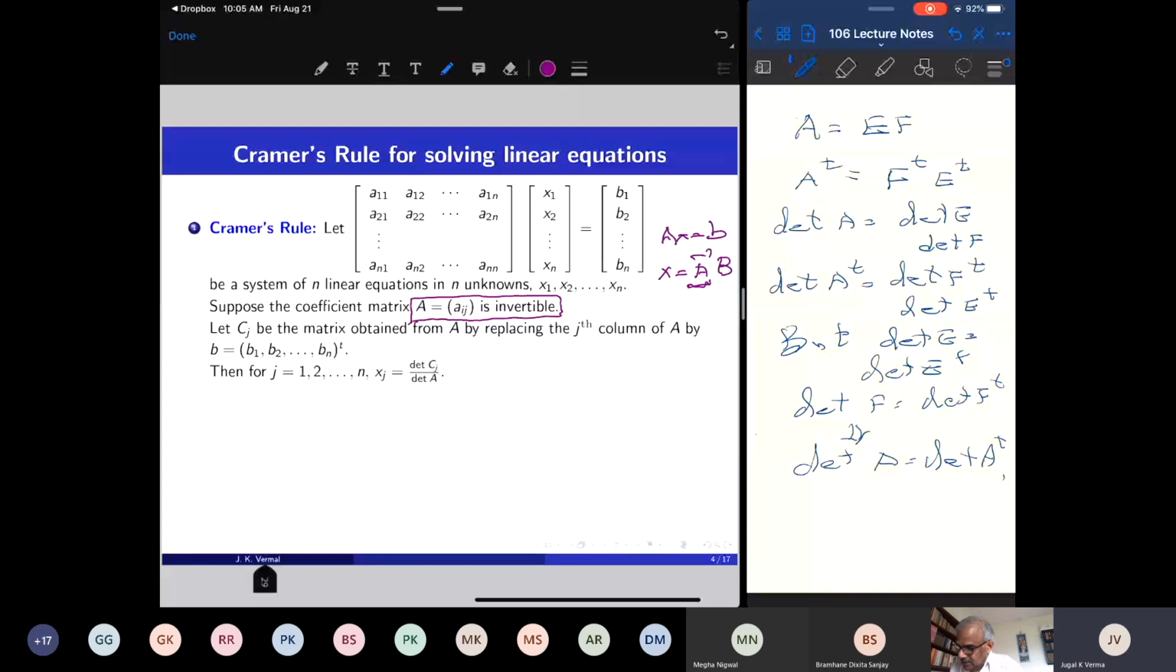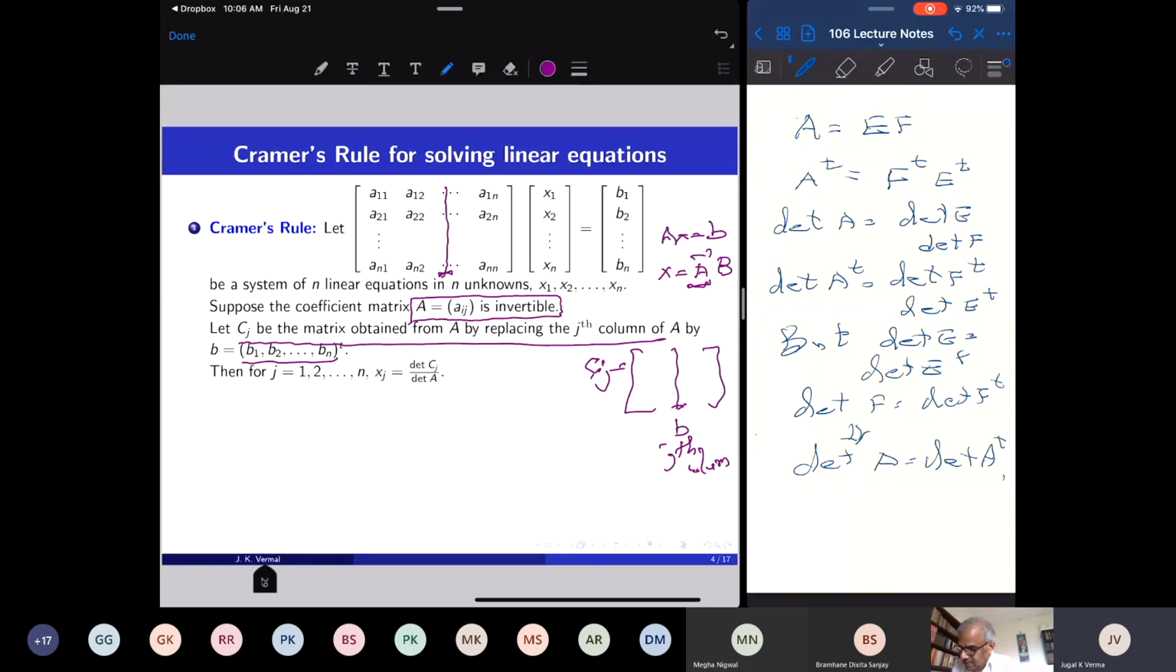So let Cj be the matrix obtained from A by replacing the jth column of A by B. So A is this. Take the jth column of A and replace it by B. Replace this column by B. I get a new matrix, and that is the matrix Cj. So Cj, I repeat, is the same as A, but in the jth column I am putting B. This is the jth column. That is the matrix Cj.